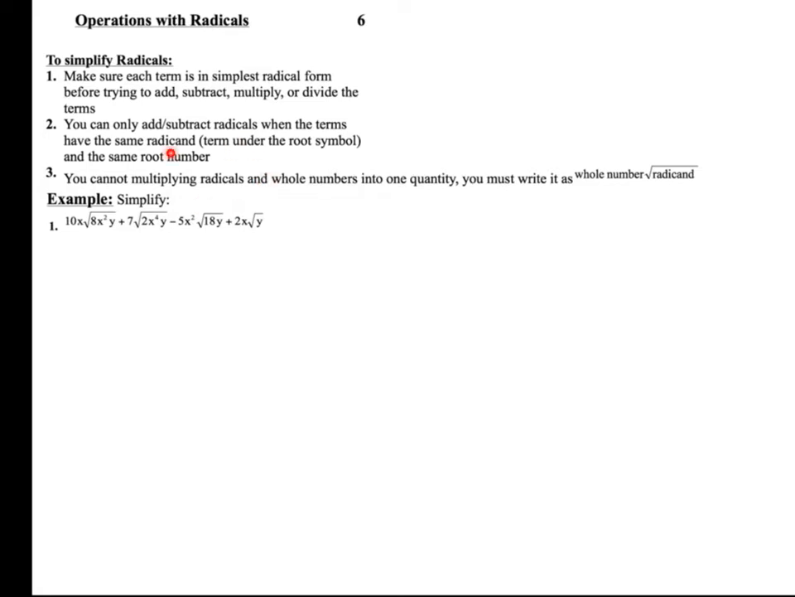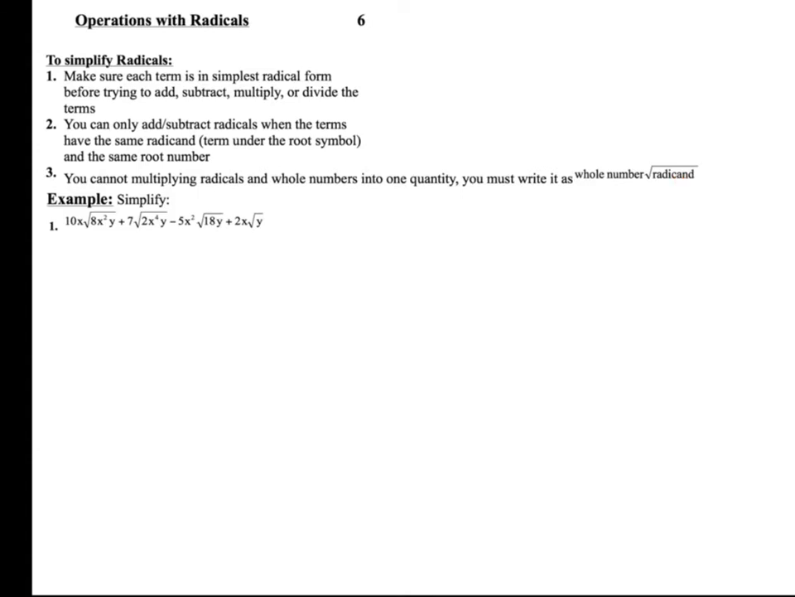And when you're multiplying radicals, you can't multiply the whole number and the radical number together. You have to write it as the whole number and the radicand separately. You can multiply whole numbers by whole numbers and radicals by radicals, but you can't multiply a whole number and a radical together. They always stay separate.